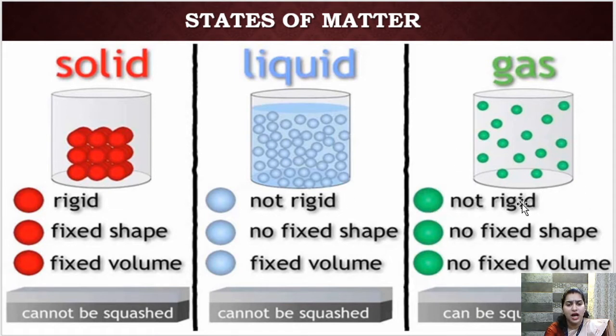Rigid means hard, which we cannot change. So gas is neither rigid, it does not have a fixed shape and it does not have a fixed volume. Solid cannot be squashed, we cannot press it. Liquid cannot be squashed, but gases can be squashed. Alright. So these are the three different states of matter: solid, liquid and gas.